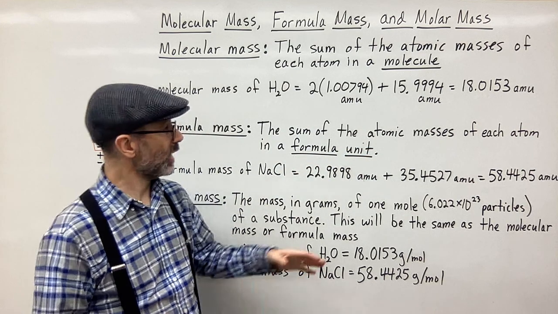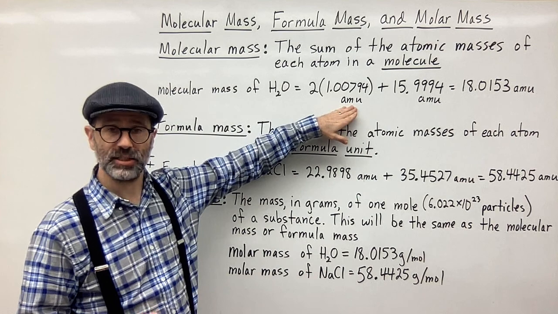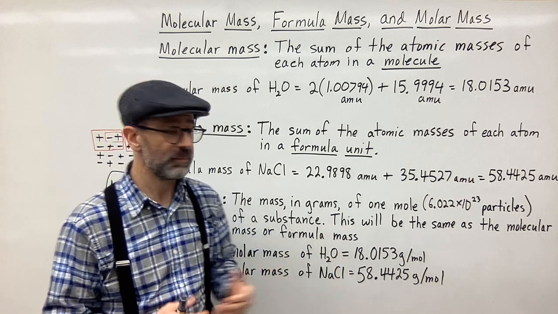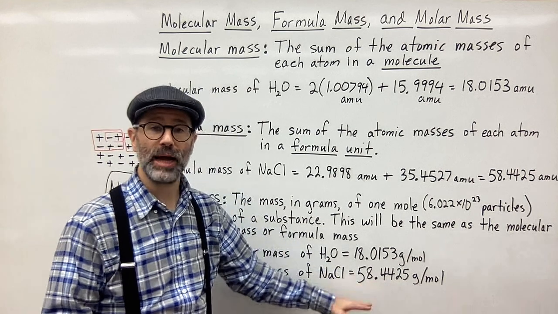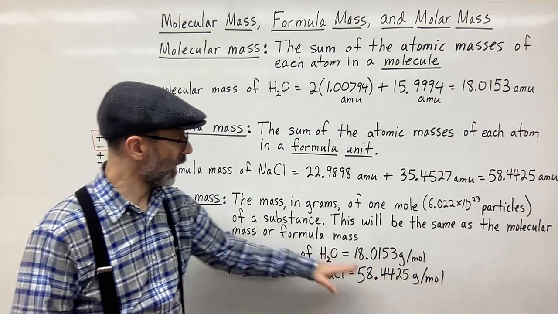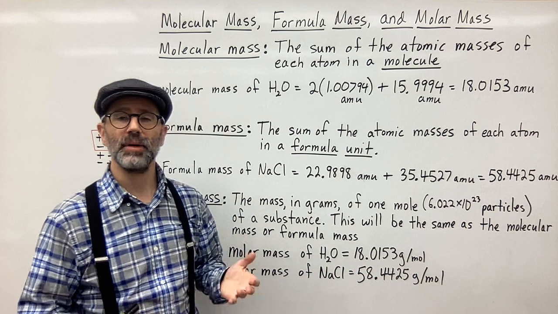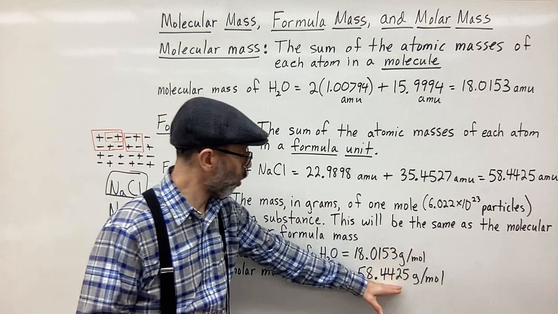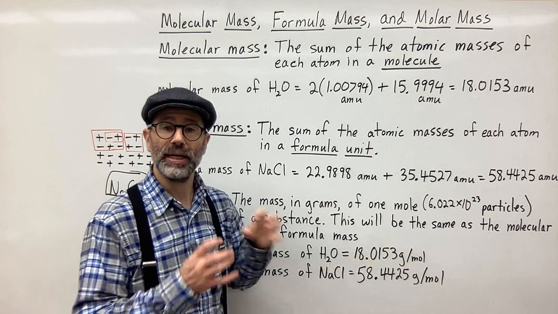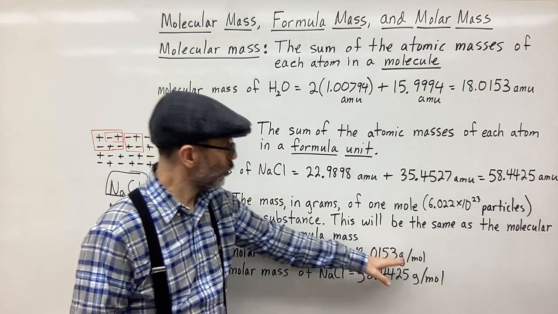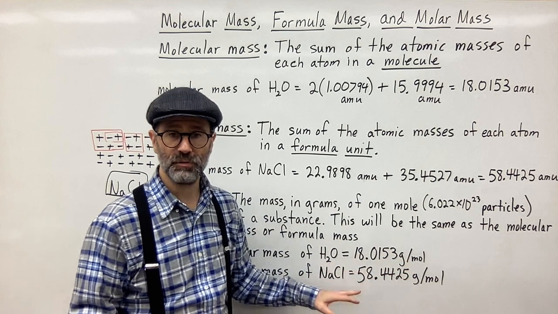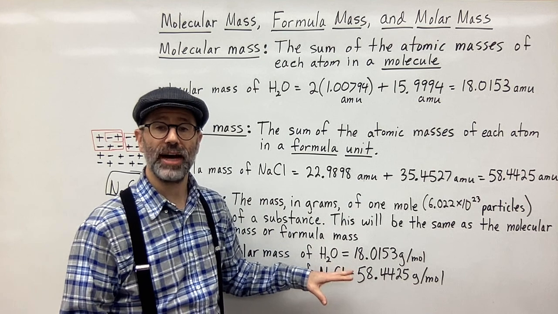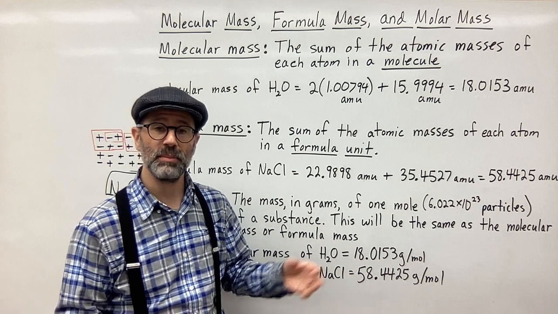So the only difference between, say, a molecular mass or a formula mass and the molar mass is the unit. Here, it's atomic mass units, and this is per 1 molecule or per 1 formula unit. This is per mole. This is grams per mole. Same numbers, different units. And let me just finish by saying that because we have molar mass, we have a relationship between grams and moles. You can use this as a conversion factor. So remember, molar mass can be used as a conversion factor to help you convert between grams and moles.